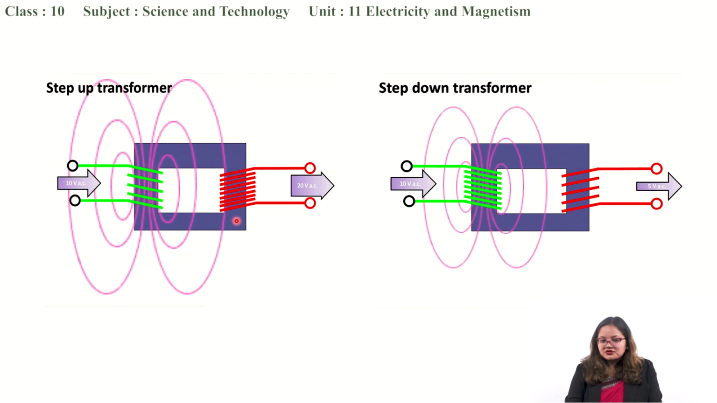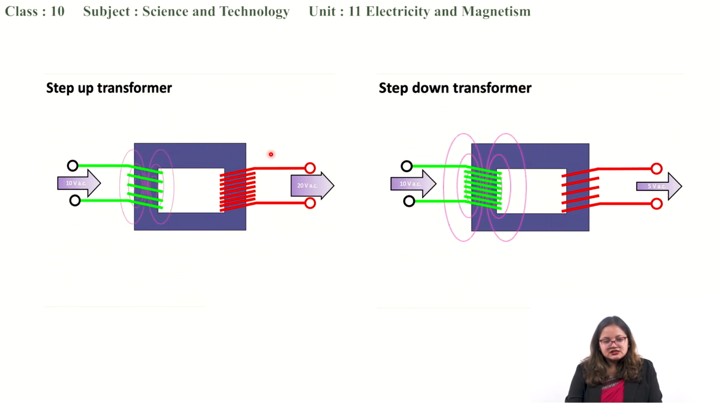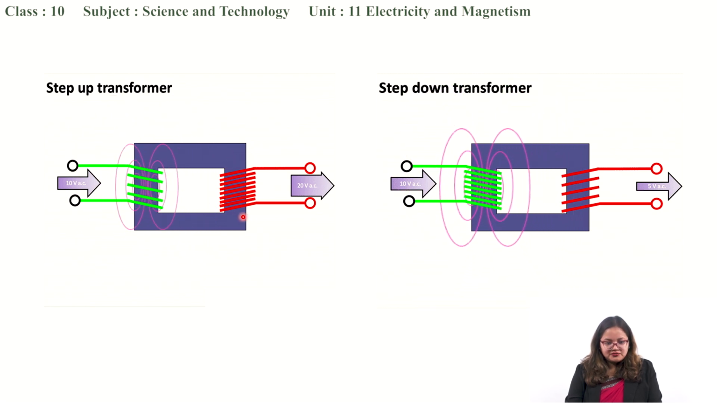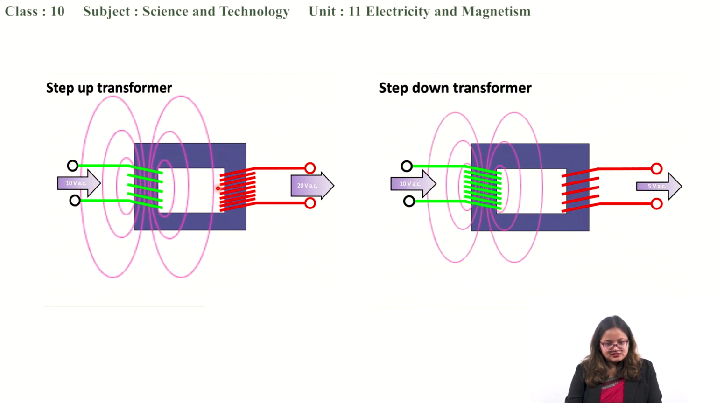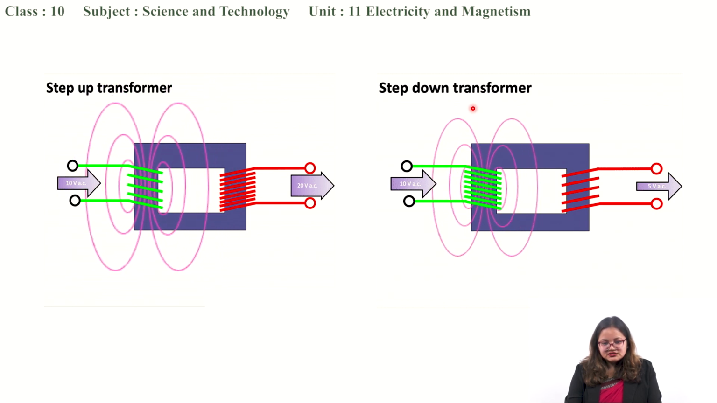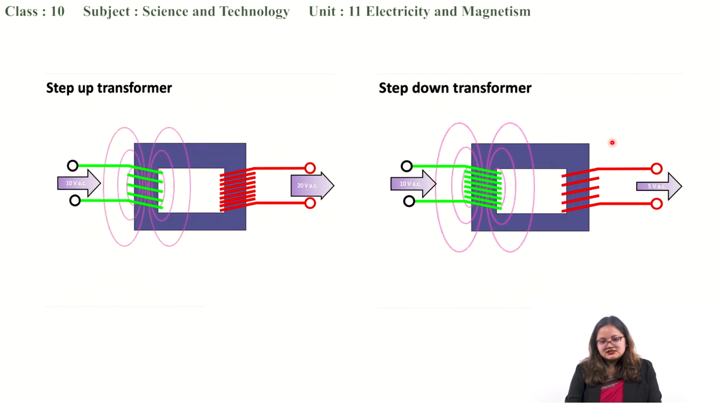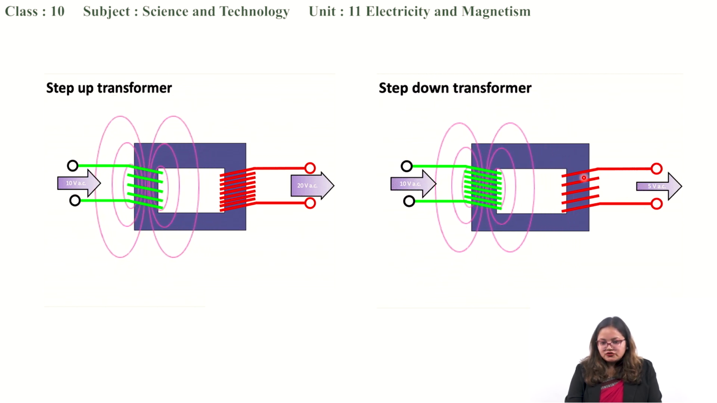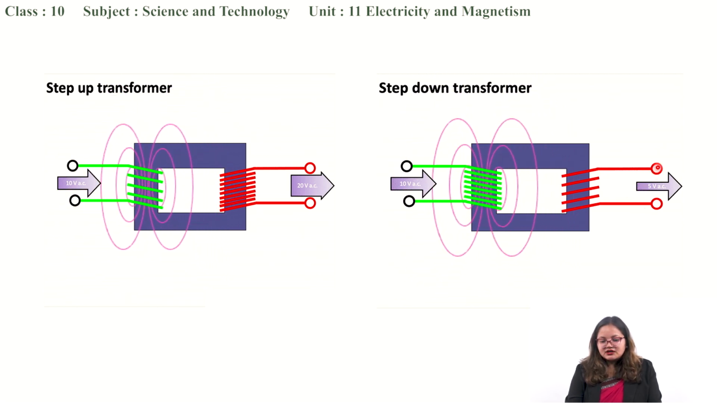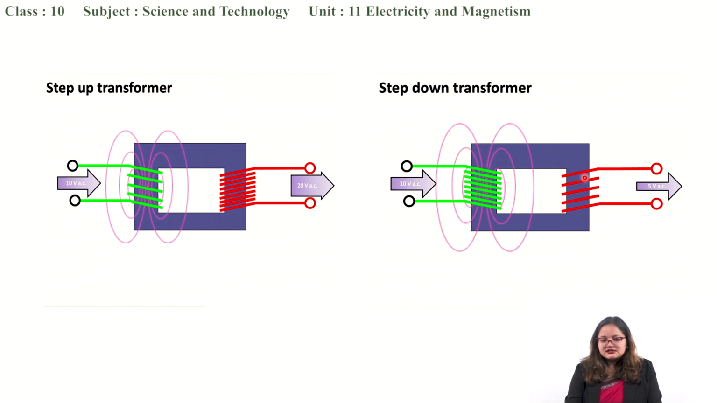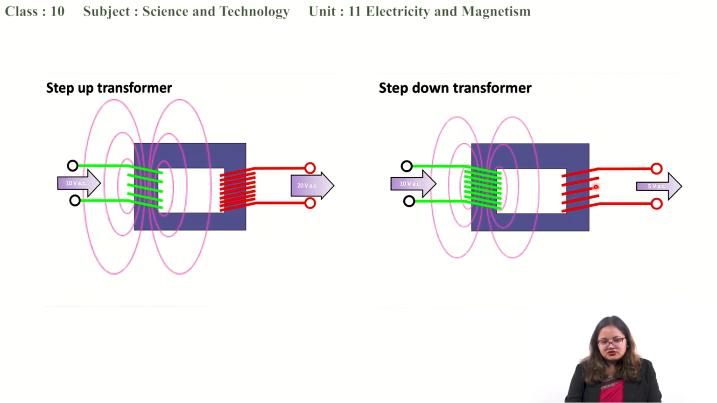Since we are talking about the output voltage, and output is connected with the secondary coil, the secondary coil must have more number of turns. And let's look at here again. Step down means the value of the output voltage is going to decrease. So output is connected with the secondary coil, so the number of turns in the secondary coil is less.